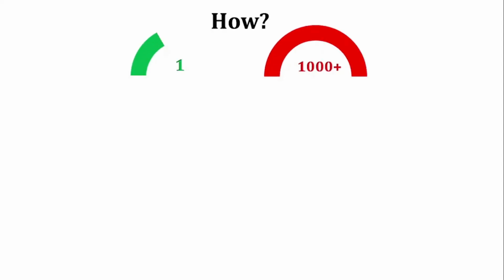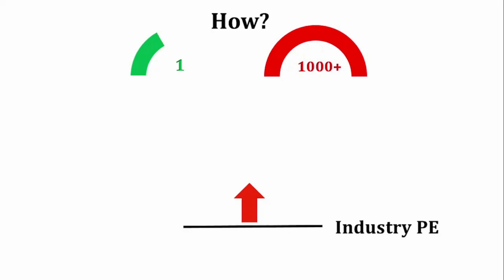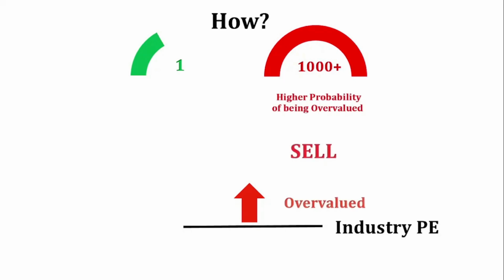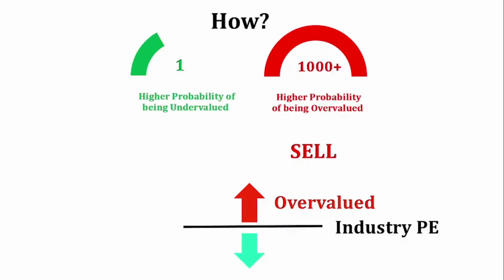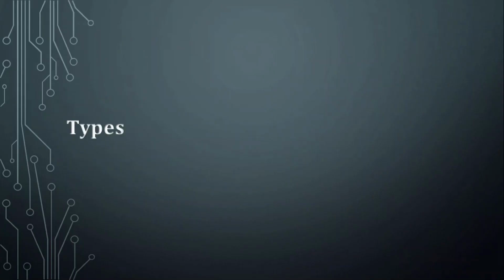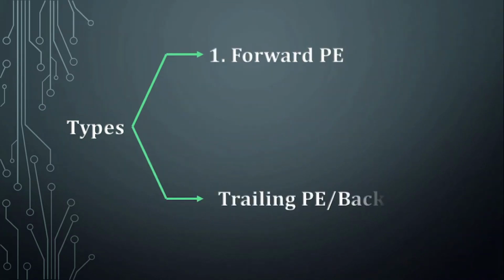PE ratios can be as low as 1 and as high as over 1000 as well. The companies having higher PE ratios than that of the corresponding sector PE, not necessarily, but have a higher probability of being overvalued. Similarly, the companies having lower PE ratios than that of the corresponding sector, not necessarily, but have a higher probability of being undervalued. Broadly speaking, there are 2 types of PE ratios, forward PE and trailing PE.